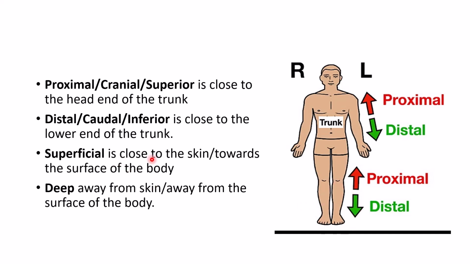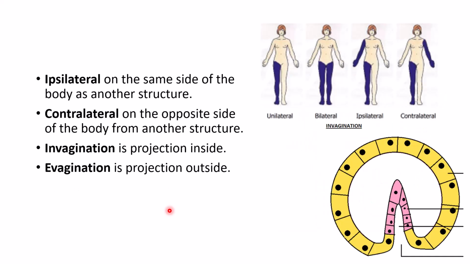Superficial means close to the skin. Those structures which are closer to the skin are superficial, and those structures which are away from the skin or the surface of the body are deep. So you should know superficial and deep.